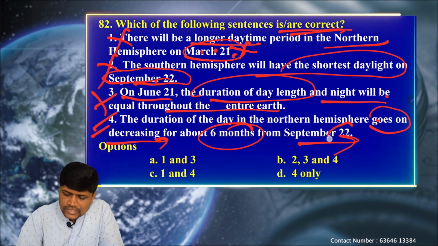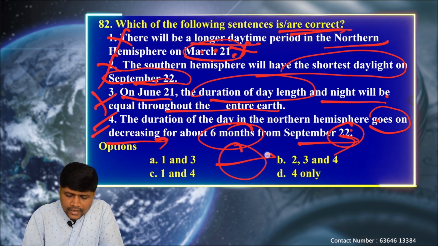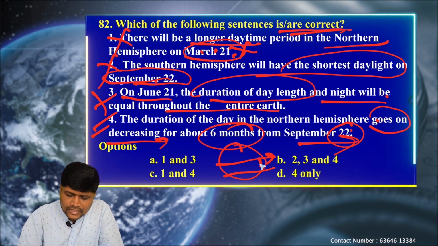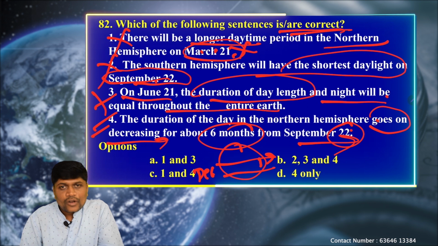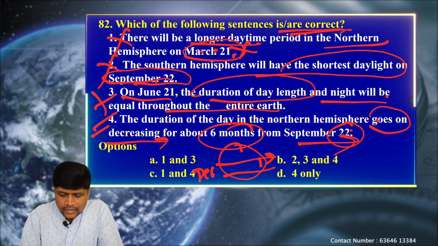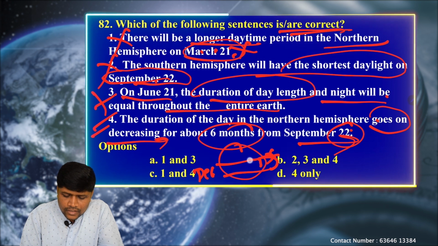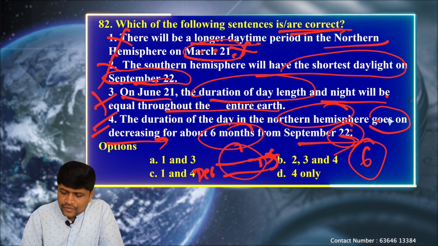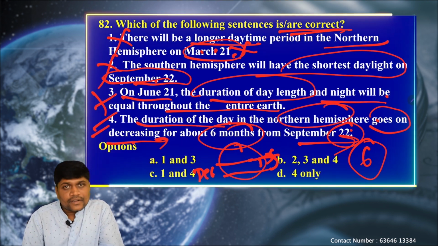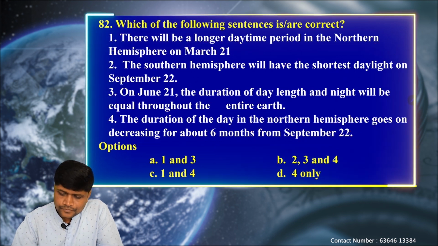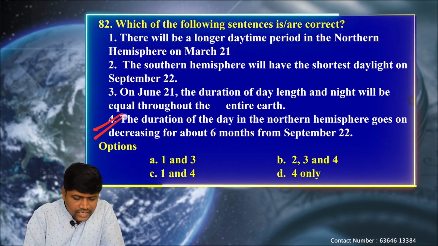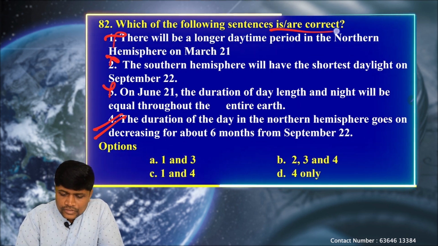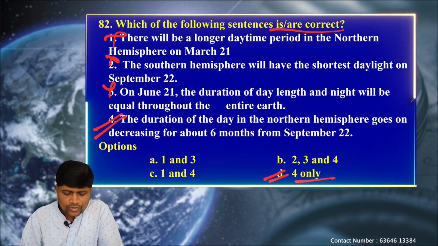Okay, so we know that September 22nd is the day on which the sun rays will again be vertical on the equatorial region. So from here onwards, for 3 months, September to December 21st, sun rays will be in the southern hemisphere. Again, up to March 21st, it will reach the equatorial region. So during this 6 months period, the duration of daylight in the northern hemisphere goes on decreasing. Okay. So only statement 4 is correct, the rest are all incorrect. So which of the statements is correct? Only option 4, D only, is correct.